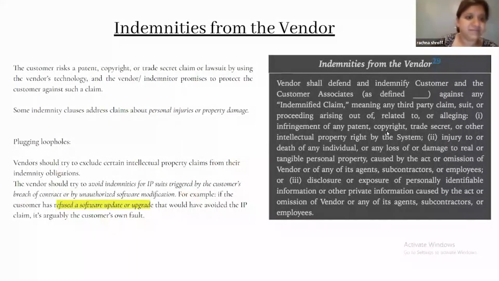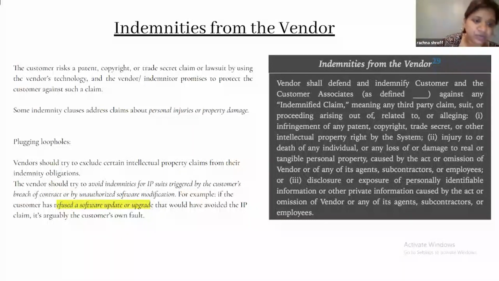From the vendor. So let me read this first. The customer risks a patent, copyright, trade secret claim, or lawsuit by using the vendor's technology. And the vendor indemnitor promises to protect the customer against such a claim. Some indemnity clauses address claims about personal injury or property damage. It can be a part of indemnity, okay?